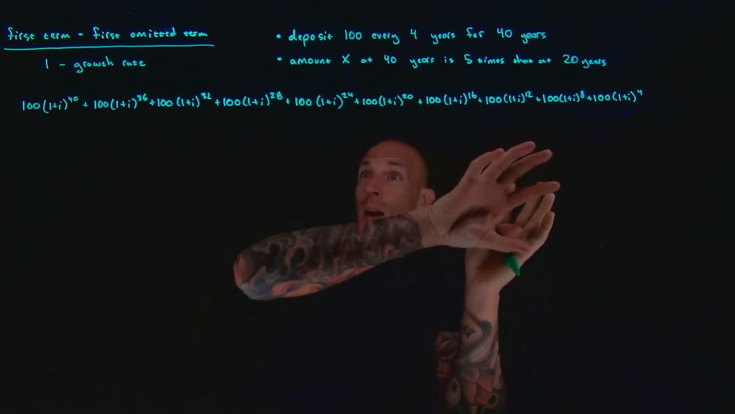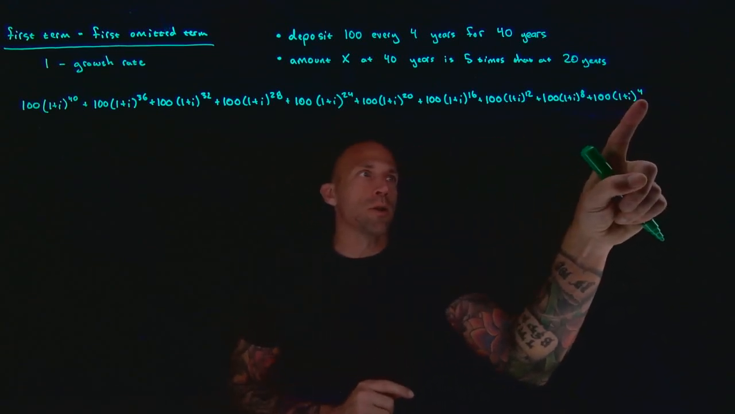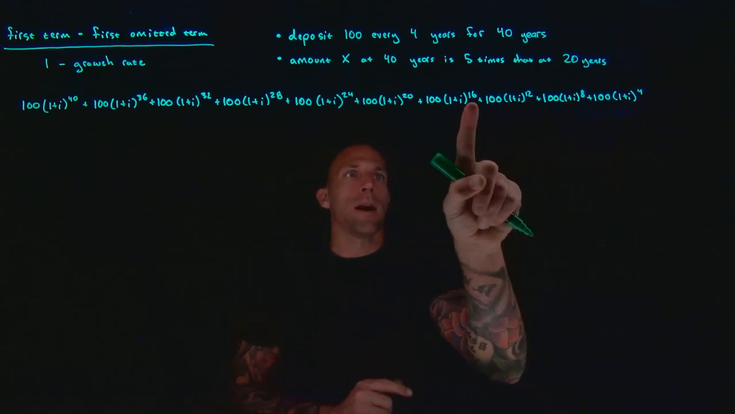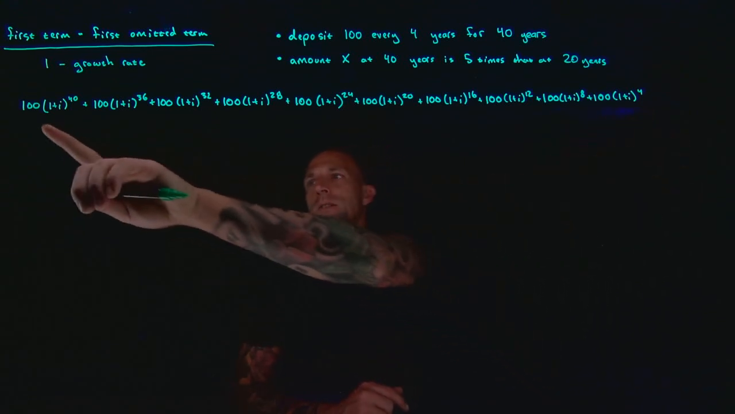So, in a lot of ways, this is backwards, right? Usually when we're looking at a geometric series, we're counting up. So we'll consider this the first term, even though it's on the end, and this the last term.